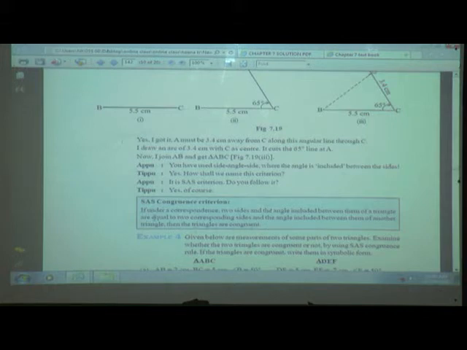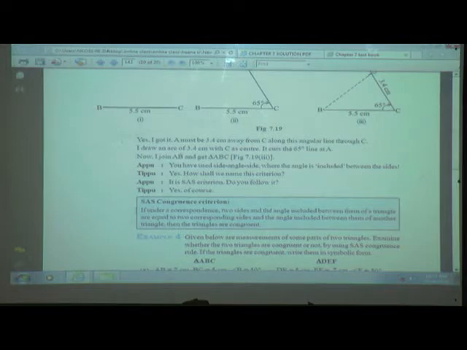So again I will read it out. If under a correspondence two sides and the angle included between them of a triangle are equal to the corresponding sides and the angle included between them of another triangle, then the triangles are congruent.